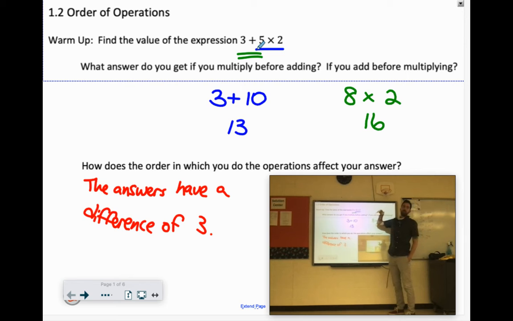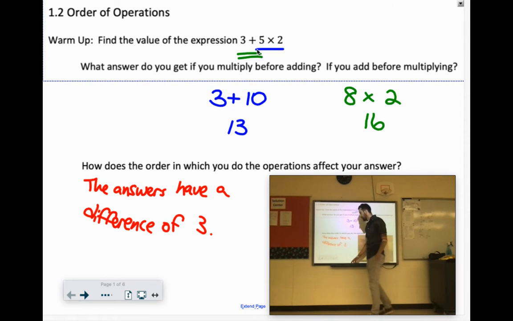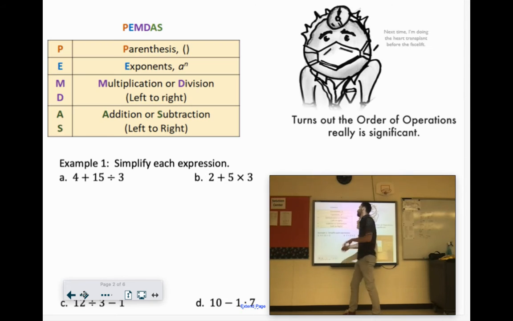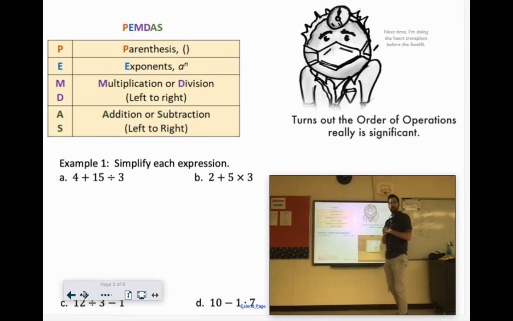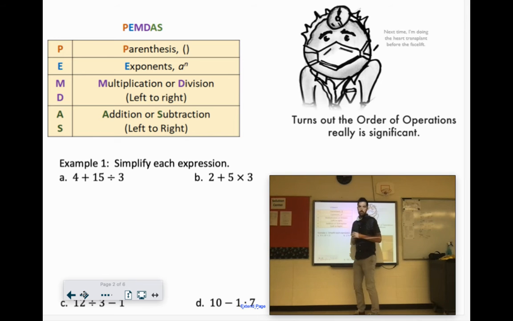So that's why people came up with an order of operations. It's a common way that everyone can agree upon how you simplify expressions. Many of you have probably seen the "Please excuse my dear Aunt Sally." The important thing about that is, well, let's go over what it is first.